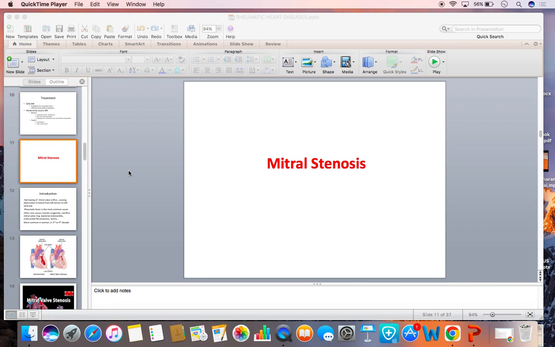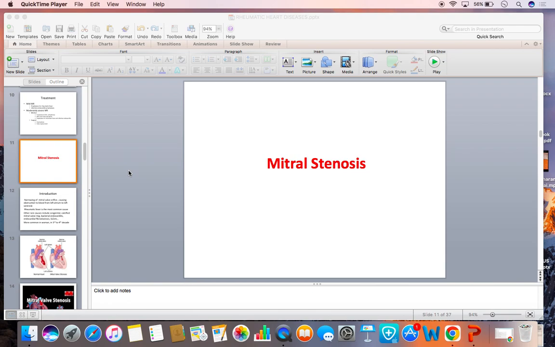Only a small quantity of blood remains in the left atrium, which is ejected into the left ventricle in the end diastolic phase of the left ventricle due to atrial contraction. This is what happens in health.